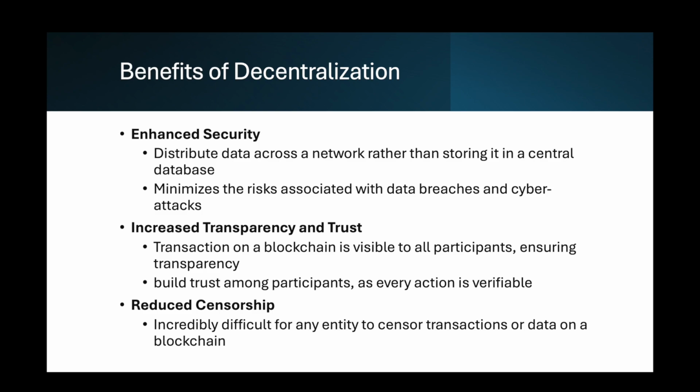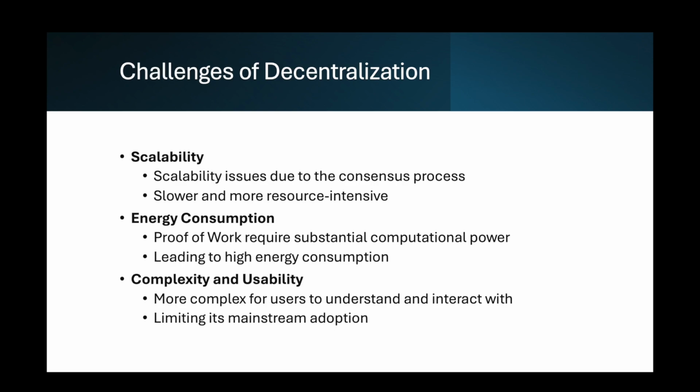Increased transparency and trust. Every transaction on a blockchain is visible to all participants, ensuring transparency. This visibility helps build trust among participants, as every action is verifiable. Reduced censorship. With no central authority to control the network, it's incredibly difficult for any entity to censor transactions or data on a blockchain. Challenges of decentralization.